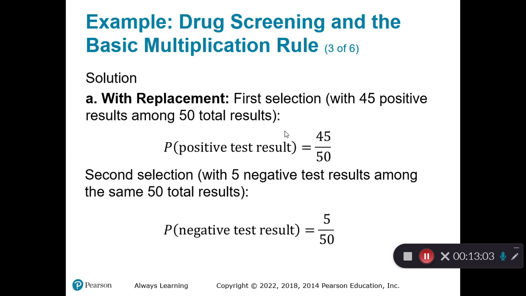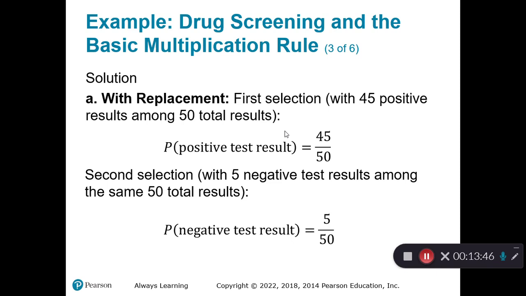If we select a person at random and we record whether the person tested positive or negative, in our first selection, we have 50 people to choose from, and 45 of them have positive results. So the probability of getting a positive result would be 45 out of 50. Now we're going to make note of that person, and then we're going to return the person to the group of 50. So then we go and make a second selection. We have 5 negative test results among the same 50 people, so the probability that the second person selected will have a negative test result would be 5 out of 50.